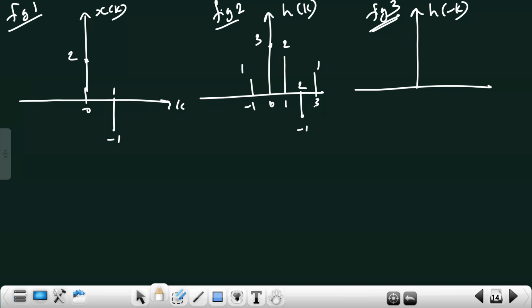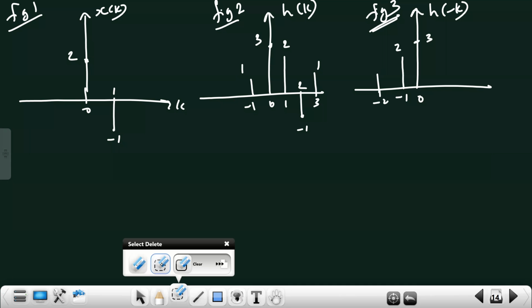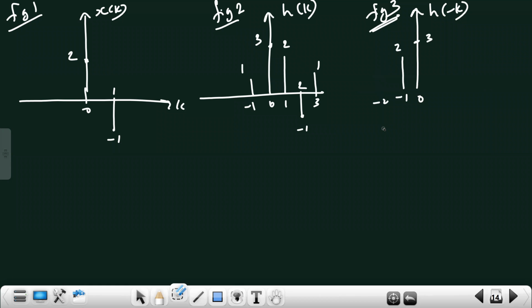Sachin, tell me how you are going to plot h of minus k. Sir, we'll have amplitude of 2 at minus 1. At 0, it will remain 3. Then minus 1 at minus 2. Then 1 at minus 3. And 1 at 1, sir. Okay. Thank you. So this is your h of minus k.